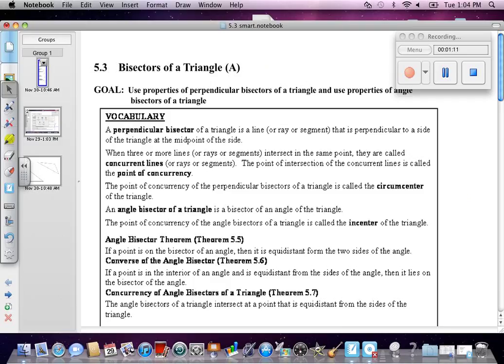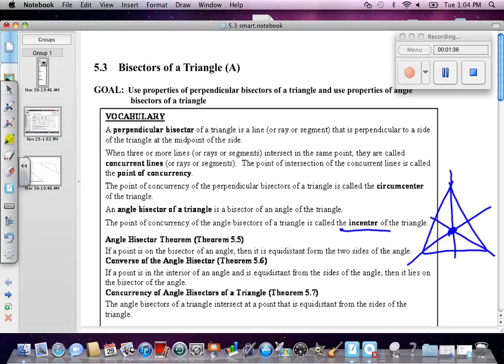Okay, so if we've got a triangle and we're cutting the angles in half, so we cut the angle in half, we cut the angle in half. That point of concurrency, and you'll have to know this for the quiz, is called an incenter. So you might want to make note cards for yourself, like incenter, point of concurrency for angle bisectors.